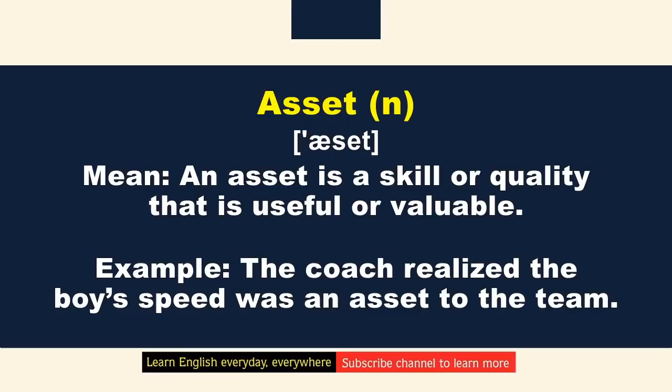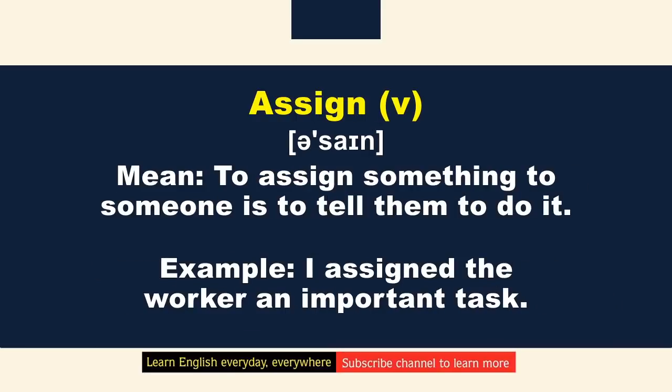Asset. An asset is a skill or quality that is useful or valuable. The coach realized the boy's speed was an asset to the team. Assign. To assign something to someone is to tell them to do it. I assigned the worker an important task.